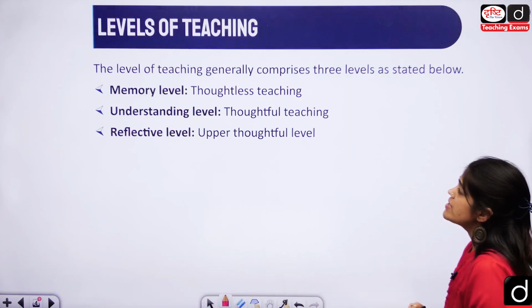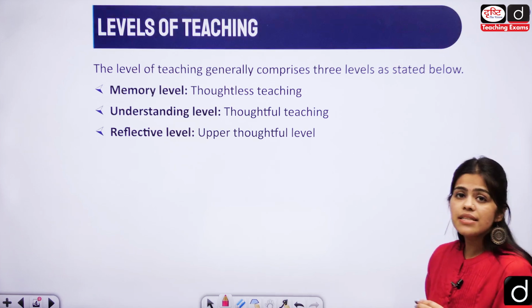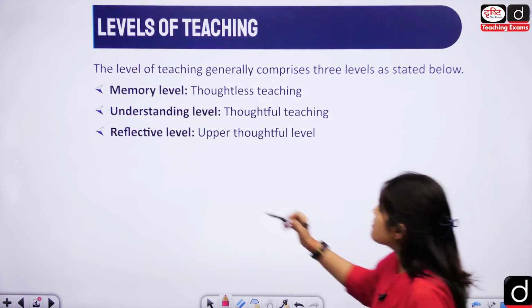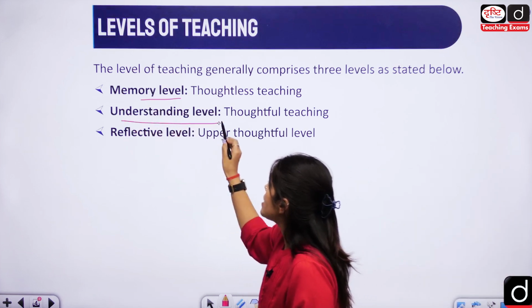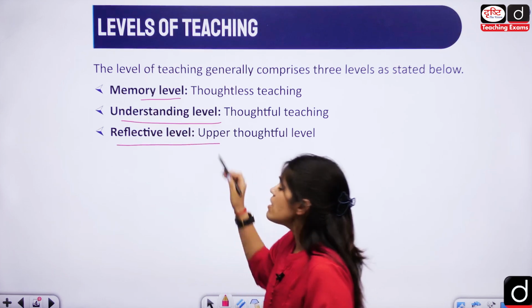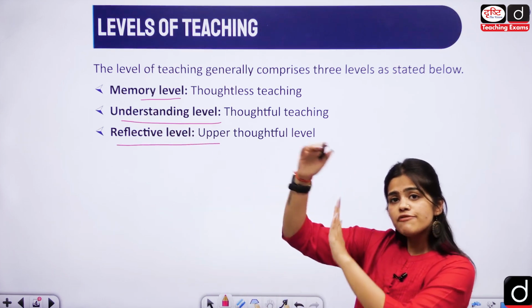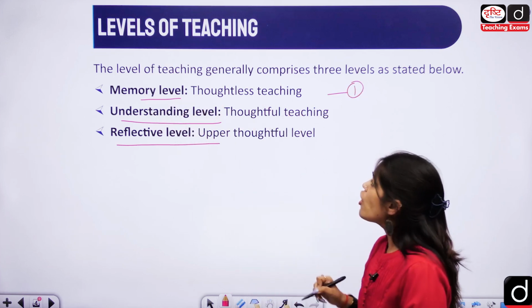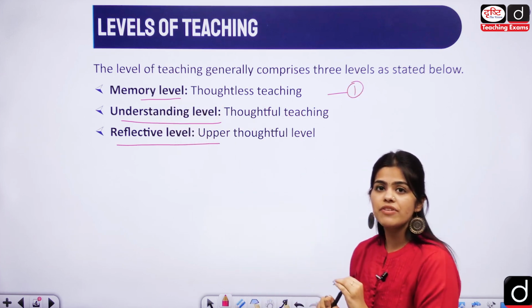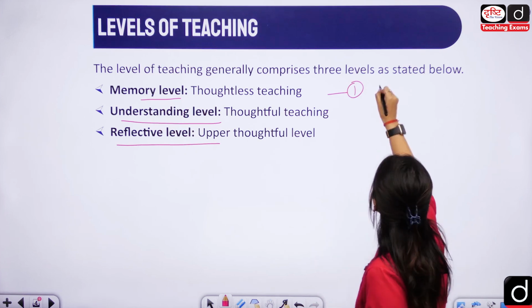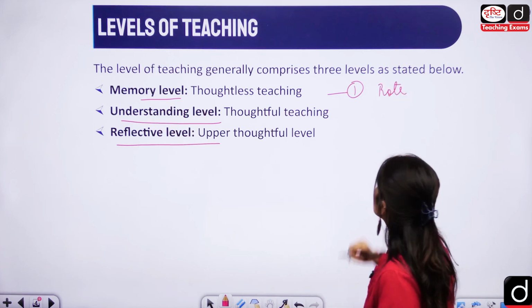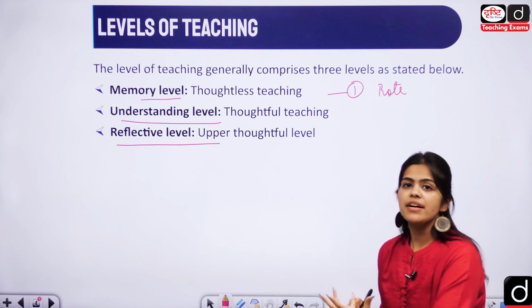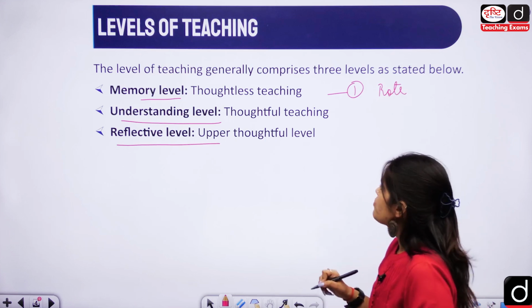The three levels that are generally seen in the teaching process are the memory level, then the understanding level, then the reflective level. So first of all, we start with the memory level. This is the first level and we call it the thoughtless level, because here we do rote learning and the cramming of the facts. Only the facts are more important here.